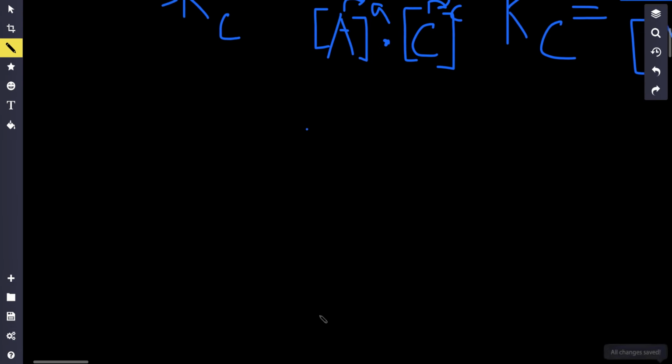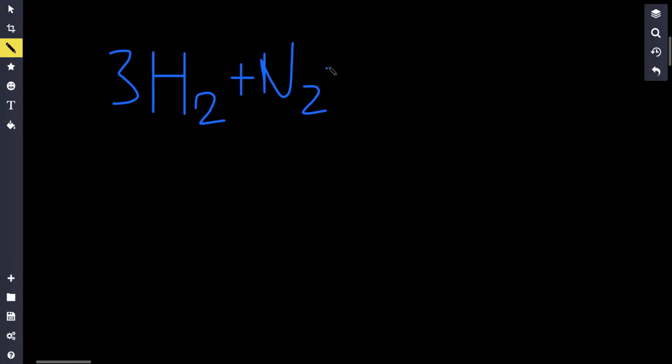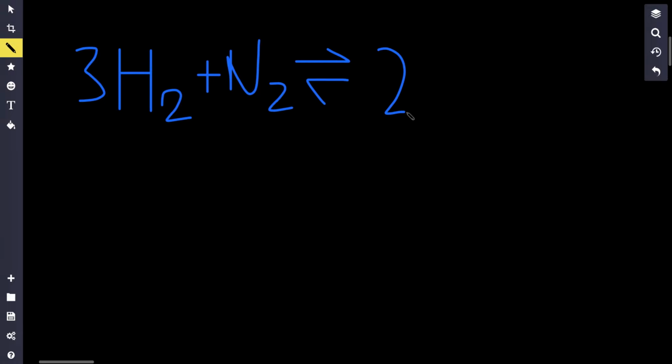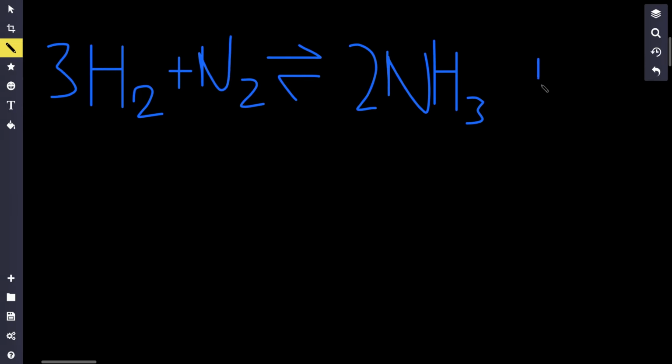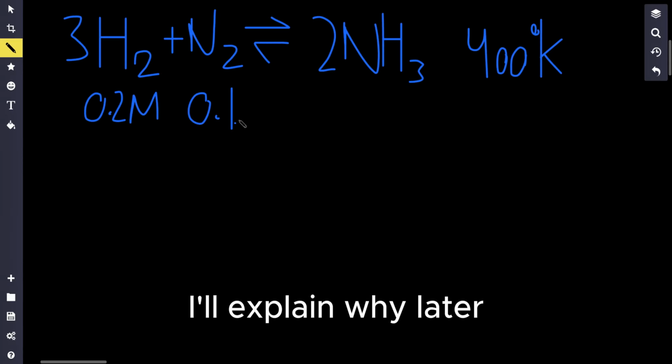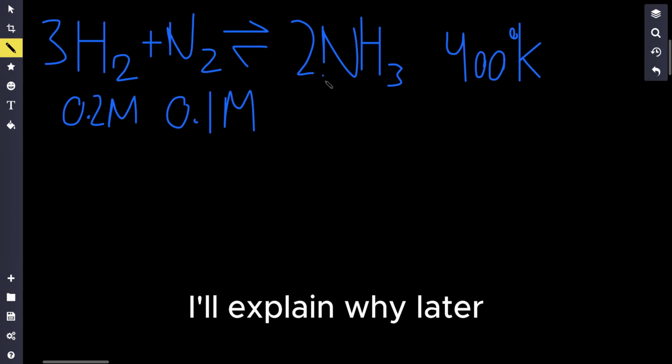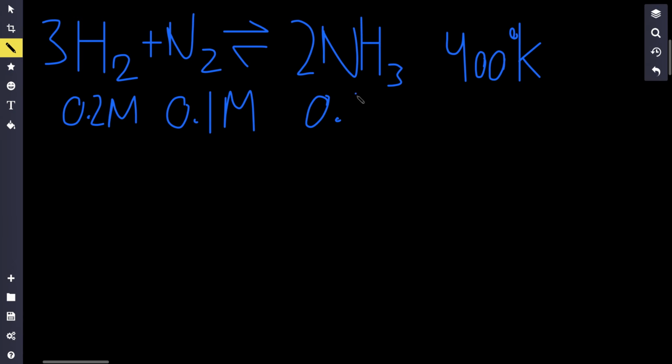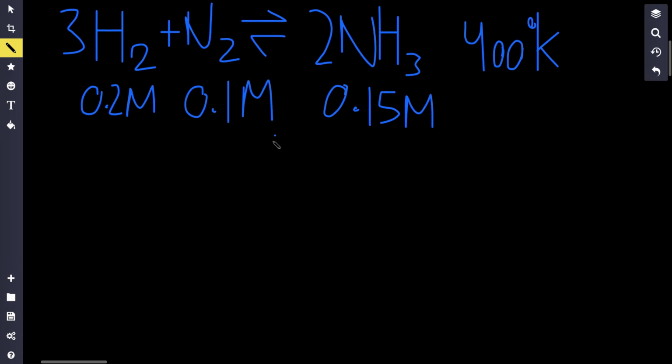Let's do a little example. Let's say I have this reaction, N2 at equilibrium with 2NH3. Let's say this is at 400 degrees Kelvin. Your equilibrium constant is always for a specific temperature. Let's say the concentration of H2 is 0.1 molar, and for 2NH3, a concentration of, say, 0.15 molar. This is all made up, by the way.